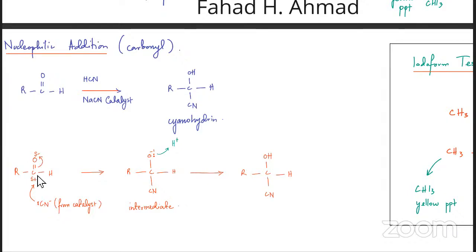The carbon-oxygen bond is polar. The carbon is positively charged, the CN⁻ comes and joins with it. When it goes, the double bond electrons get repelled, so O⁻ forms on top. Then the H⁺ from HCN comes in and bonds with the O. So cyanohydrin is formed. We're going to look for the same mechanism. Sometimes this is written as HCN, sometimes as H⁺.